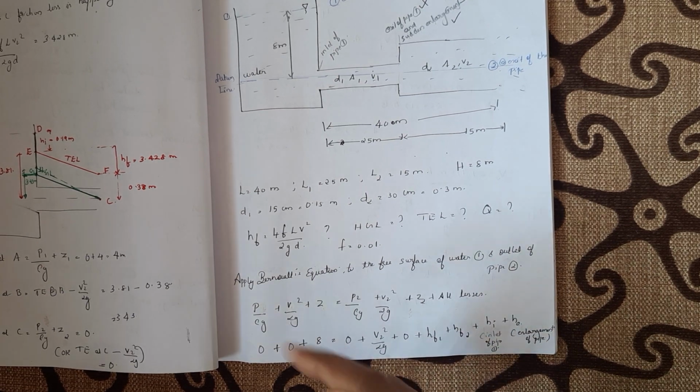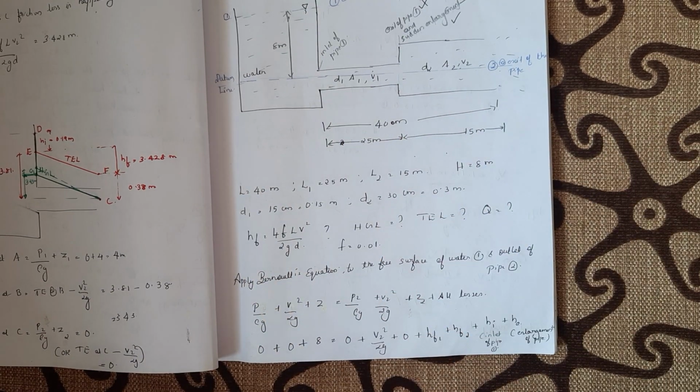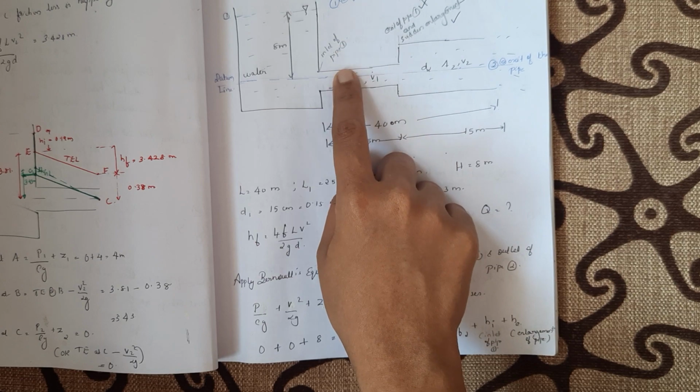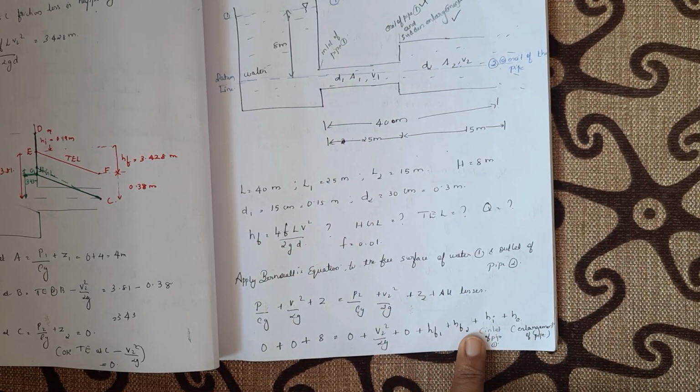So, here the major losses are frictional losses through the pipe. When the water is flowing through the pipe, there will be major losses. So, in the first pipe there will be HF1, in the second pipe there will be HF2. So, that's what I've marked here.